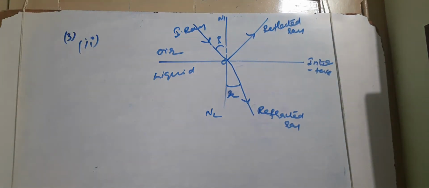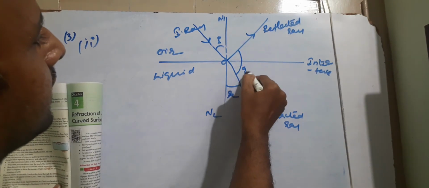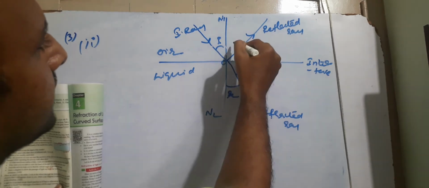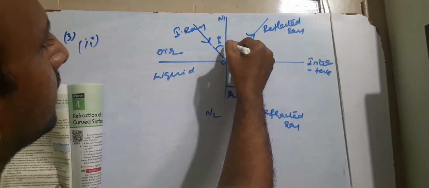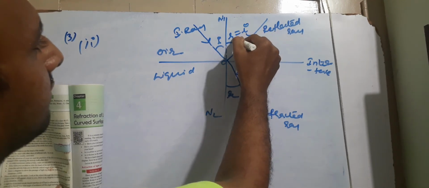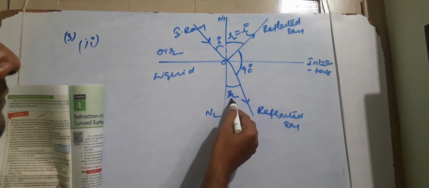So the angle between the reflected ray and the refracted ray is given as 90 degrees. But to have 90 degrees between these two, what is the angle of incidence we want to find? From the laws of reflection, the angle of reflection is equal to the angle of incidence, but this is the angle of refraction.